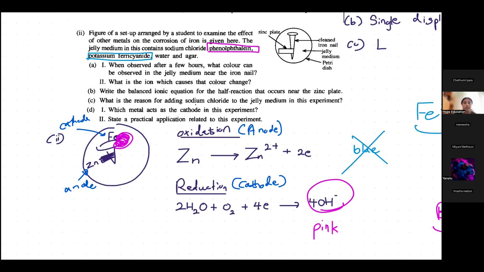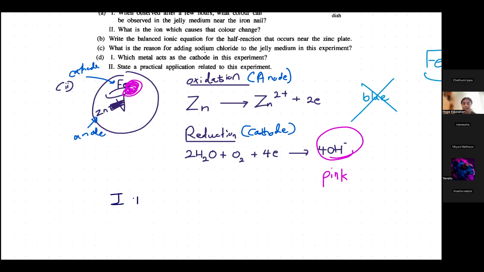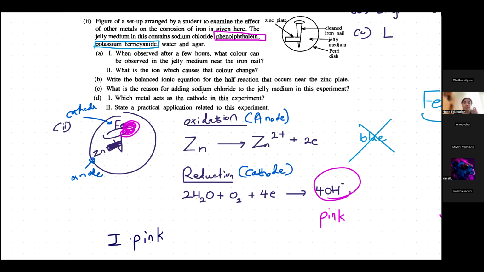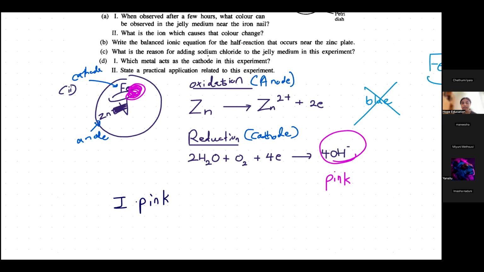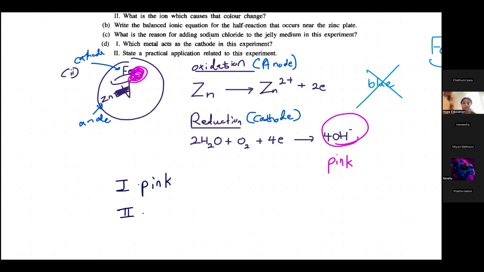Now let's go to the question. When observed after a few hours, what color can be observed in the jelly medium near the iron nail? Now you know it is pink color. Okay. Then, what is the ion which causes that color change? Is it the OH minus ion? OH minus ions means it's basic. Then phenolphthalein in base gives a red, sorry, pink color. So it's OH minus.